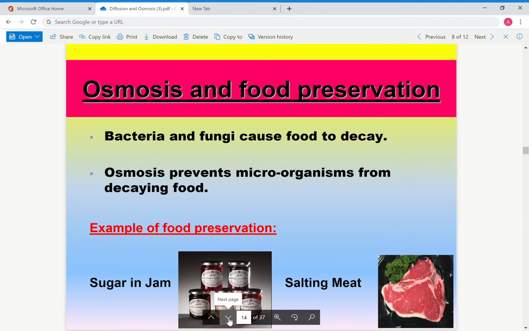So you're required to know one example of osmosis and food preservation. And I guess the idea here is that when we look at things like jam, if someone uses jam, they don't generally have to get a new pot of it each week. Typically, it can last for a long time.